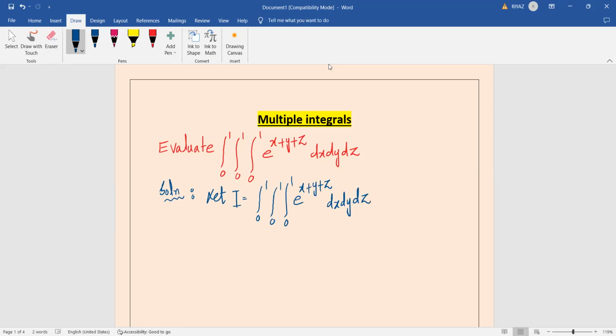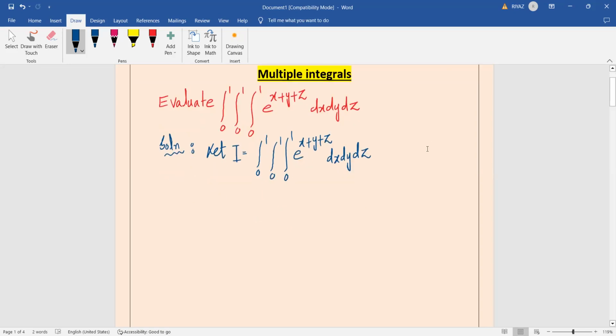So here you see all three limits are constant limits. All three limits are constant limits, which means the choice is yours. You can either integrate with respect to x first, then with respect to y, then with respect to z. Any order you can go. So let me go this way.